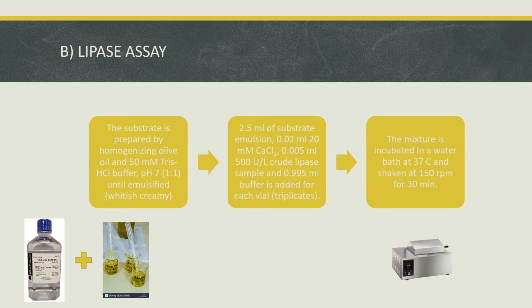Then 2.5 milliliter of substrate emulsion from the first step, 0.02 milliliter of 20 millimolar calcium chloride, 0.005 milliliter of 500 unit per liter of crude lipase sample, and 0.995 milliliter buffer, which is the same as this, is added for each vial, which is prepared in triplicates, meaning 3 of them. Then the mixture is incubated in a water bath at 37 degrees Celsius, and then it is shaken at 150 rpm for 30 minutes. Put it in this water bath.